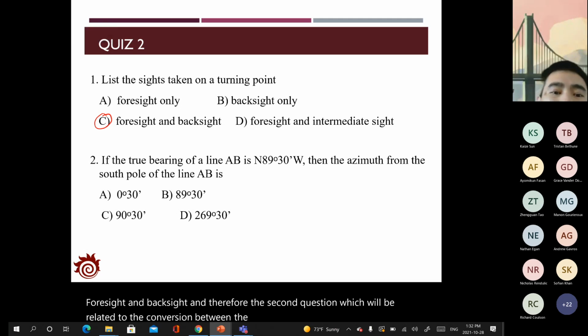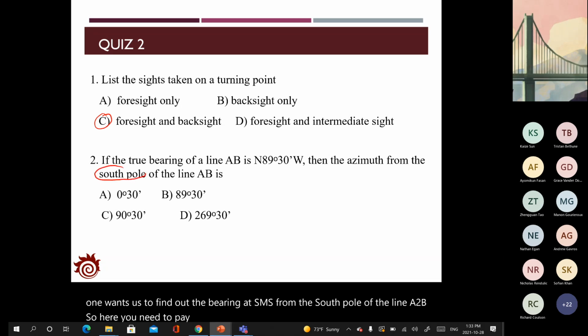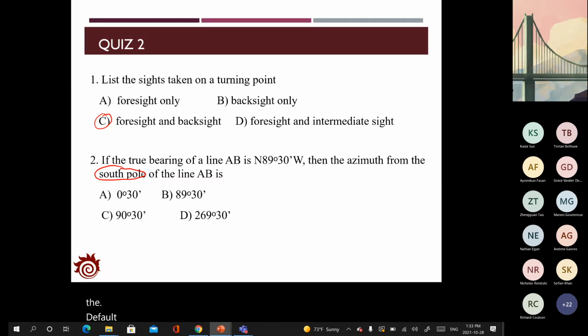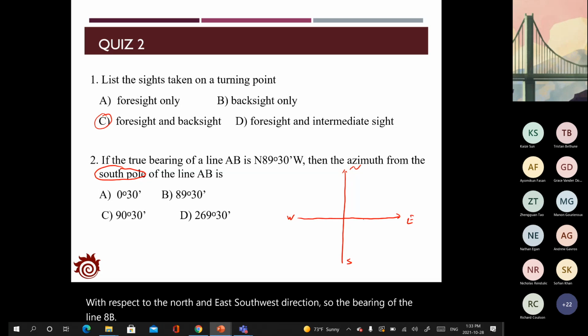And the second question is related to the conversion between the azimuth and the bearing. It wants us to find the azimuth from the south pole of the line A to B. So here you need to pay attention to the setting. The south pole is not the default azimuth, which is from the north pole. So what we do is first draw the line AB with respect to the north, east, south and west directions. The bearing of the line A to B is north 89 degrees 30 minutes.